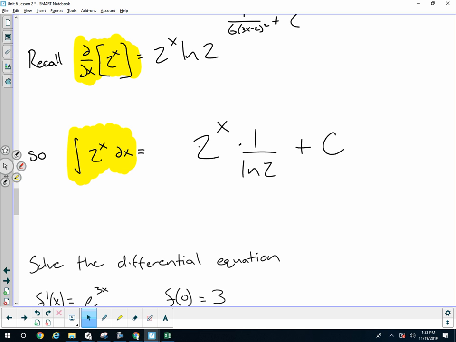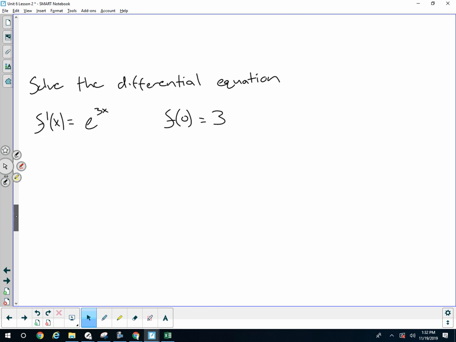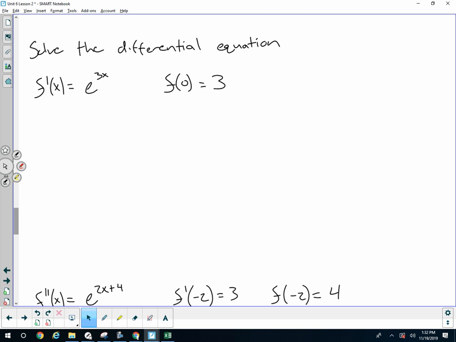All right. Let's solve some differential equations, starting with e to the 3x, with f of 0 equal to 3.